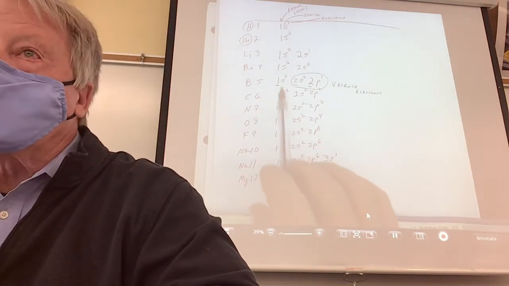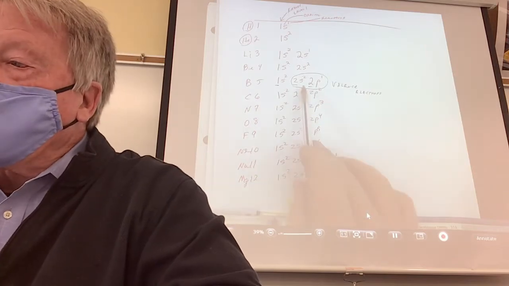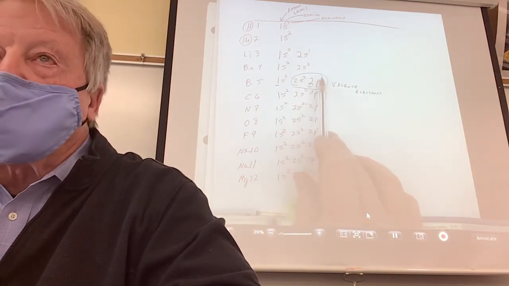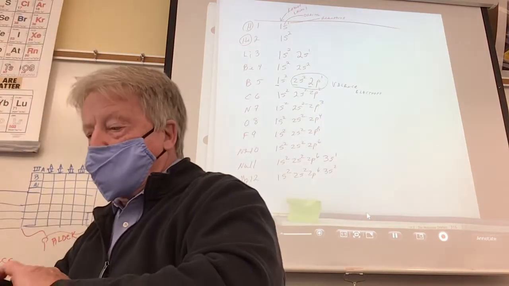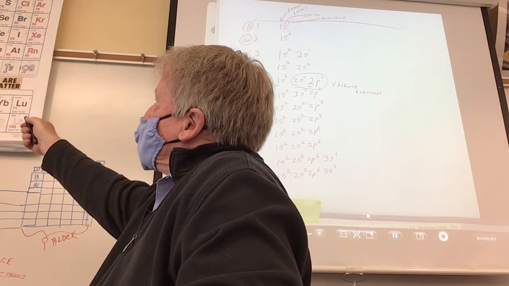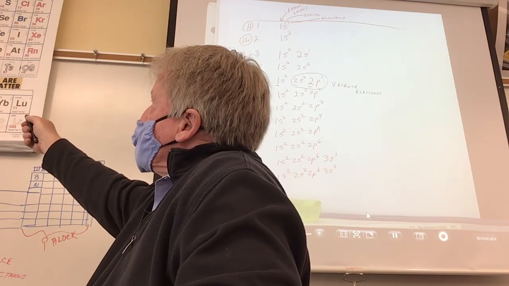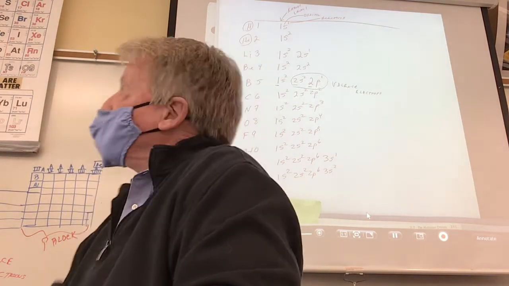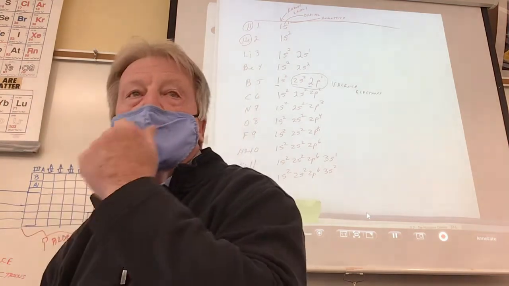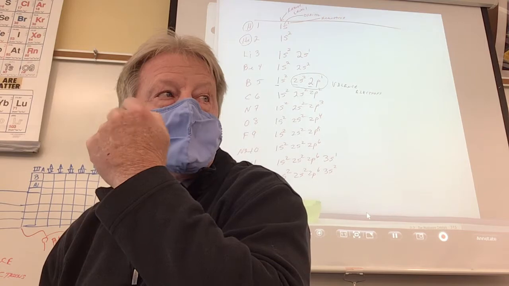And here's what's really neat about the periodic table. How many valence electrons does boron have? I got 2 here, and I have 1 here. Now, watch out here. Look at boron. What Roman numeral do you see right above boron? 3. That means I have 5 electrons, but how many of them are valence electrons? 3. Are you with me?